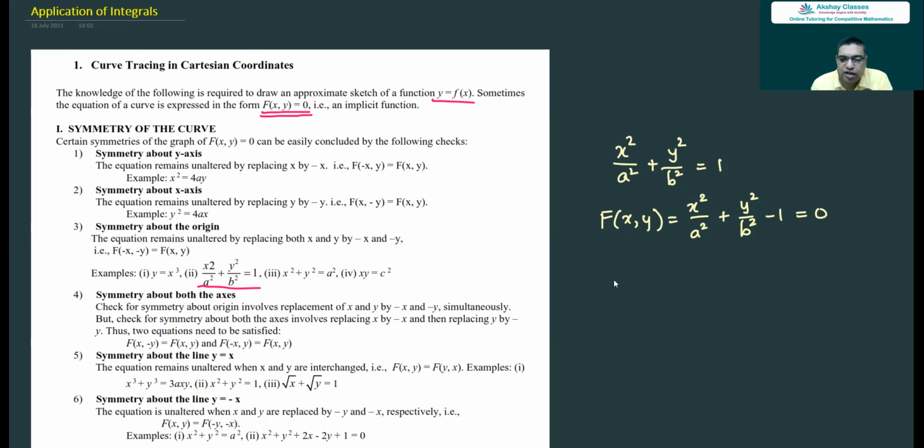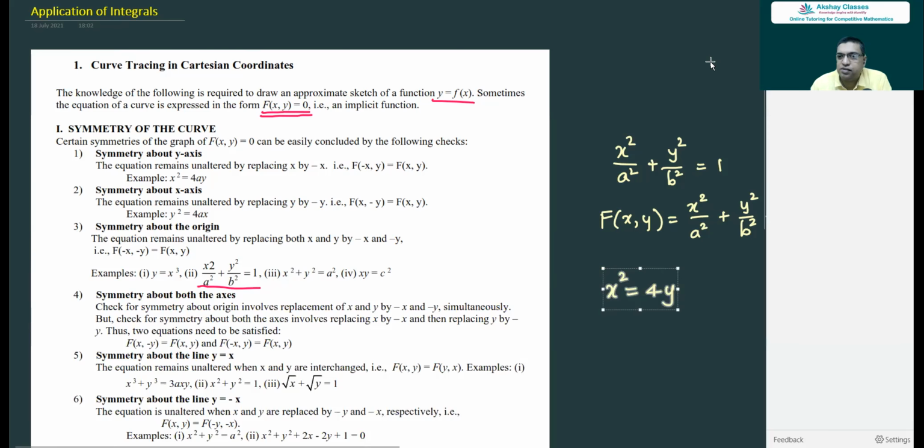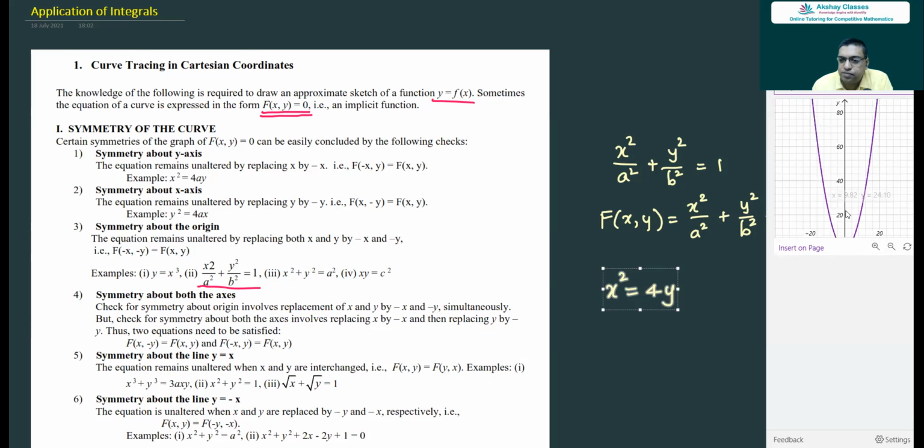So we can look at this equation. We know this equation, x square equal to 4ay. I will take a as 1. I will just take x square equal to 4y, and we will trace out this particular curve. So this is your parabola, y is equal to x square upon 4. That is the parabola.